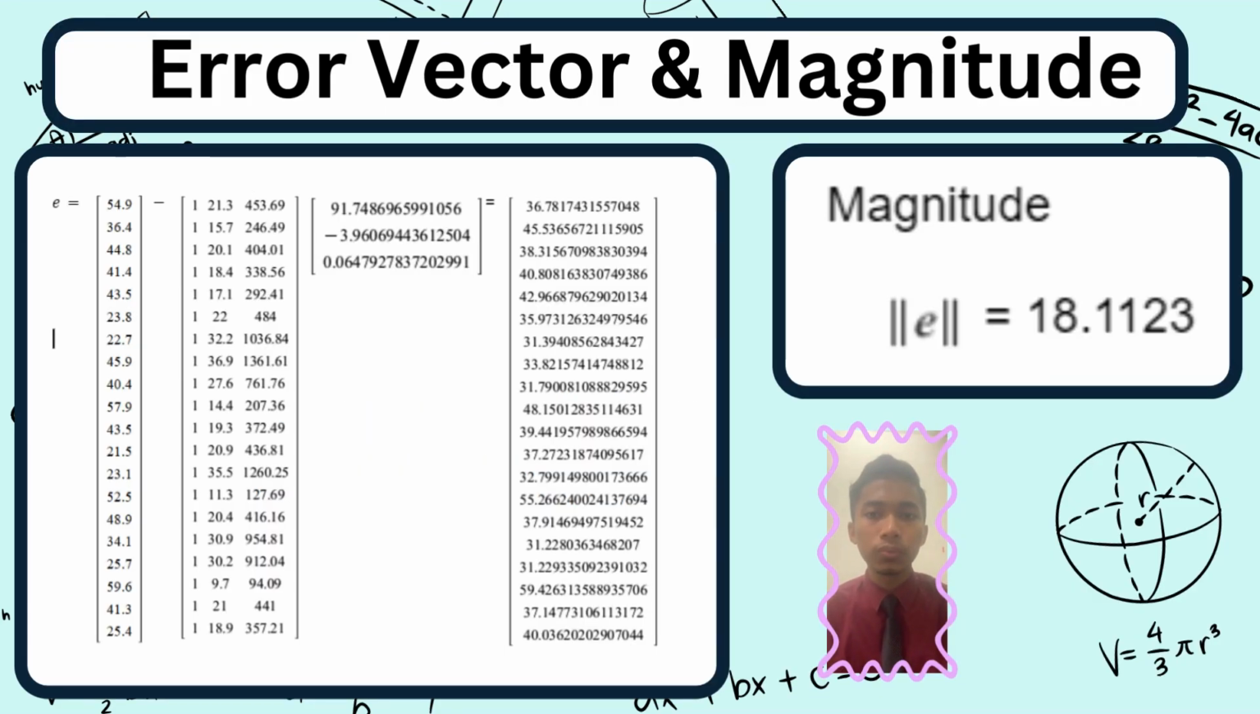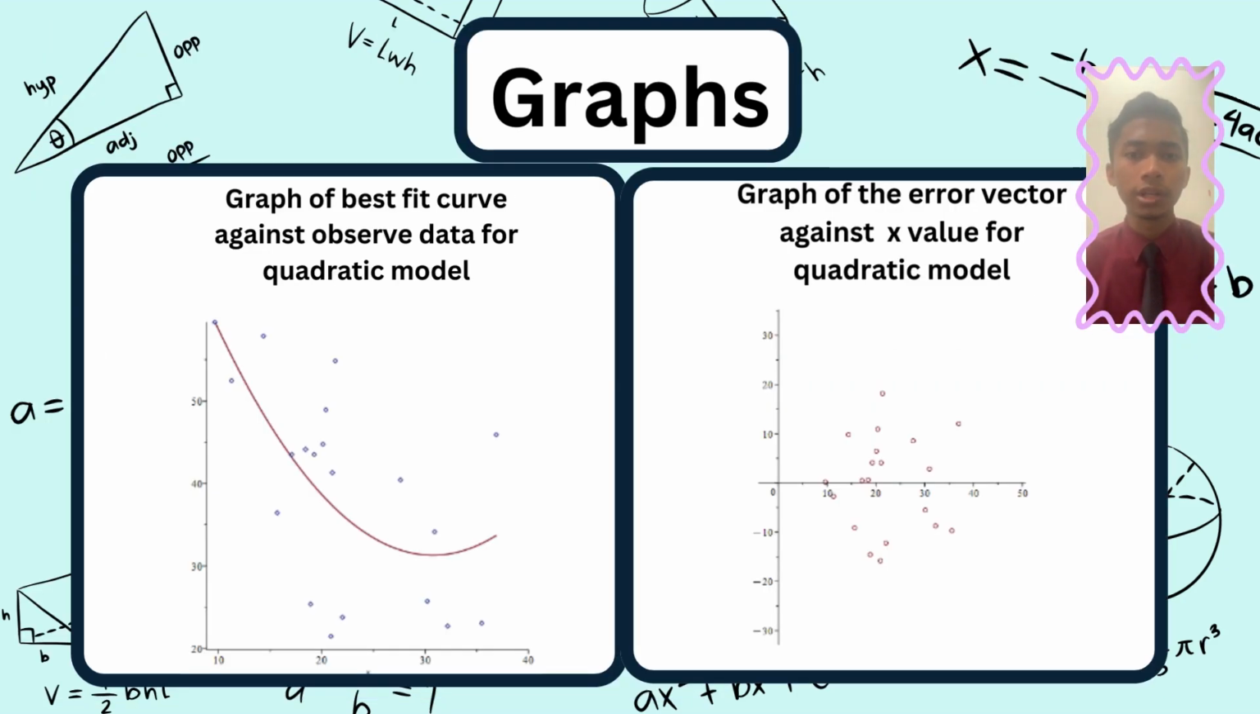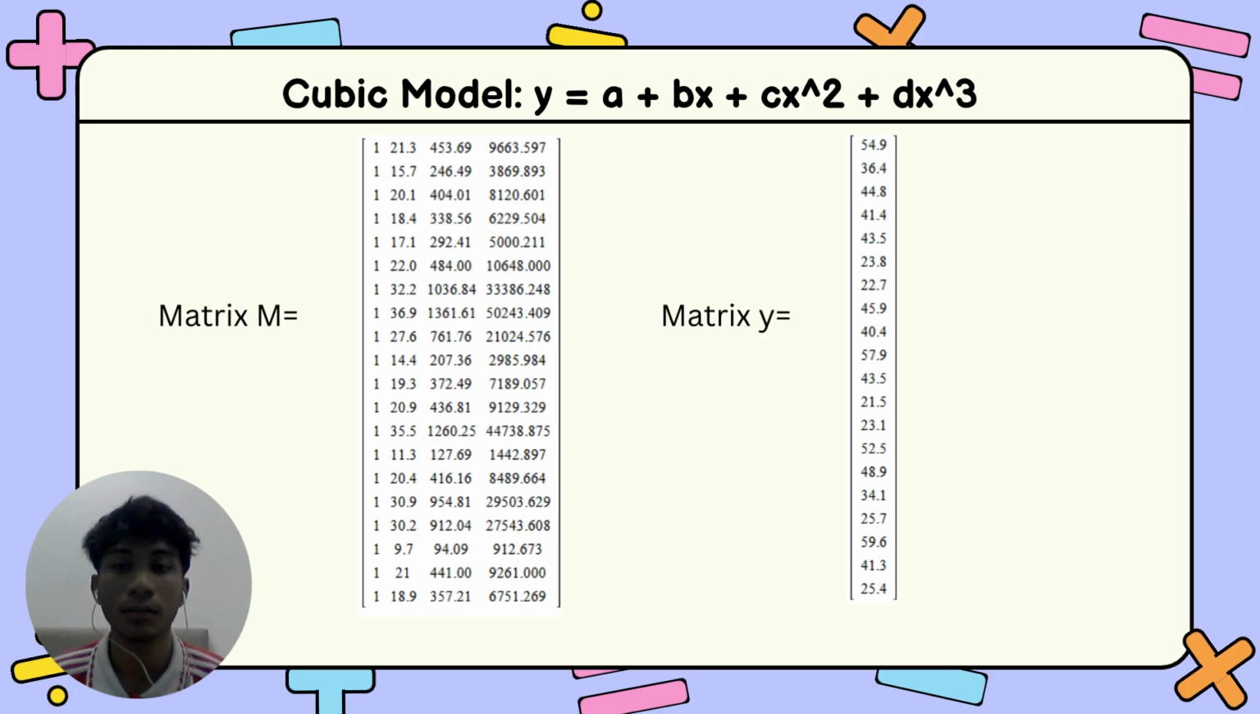As for the error vector, we will use the formula E equals y minus Mv, and hence we will get a 20 times 1 vector, and for the magnitude, we will get the value of 18.1123. This is the graph for the quadratic model. So the graph of best fit curve against observed data for the quadratic model shows a curve shape, and this is the graph of error vector against x value for the quadratic model.